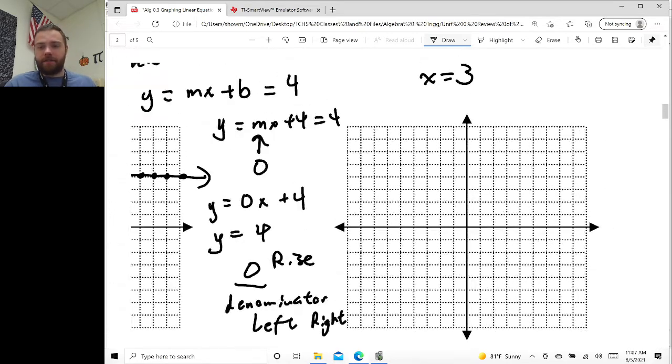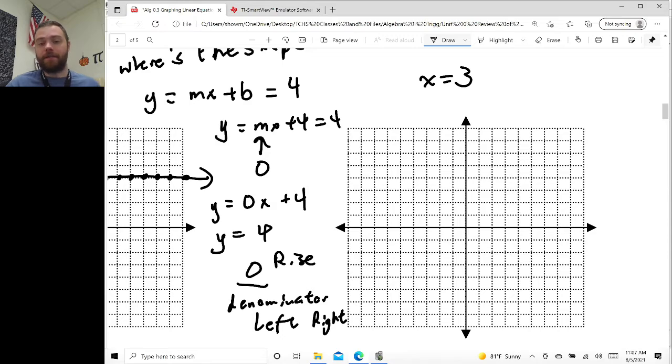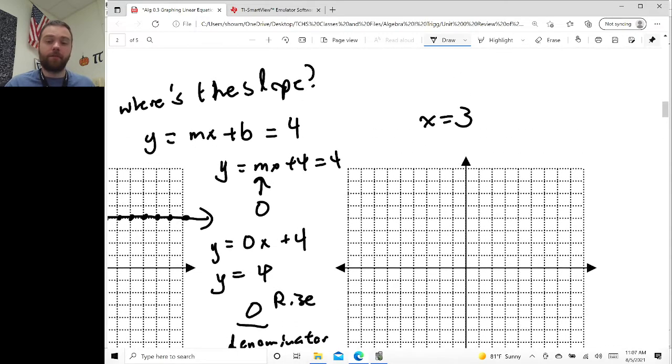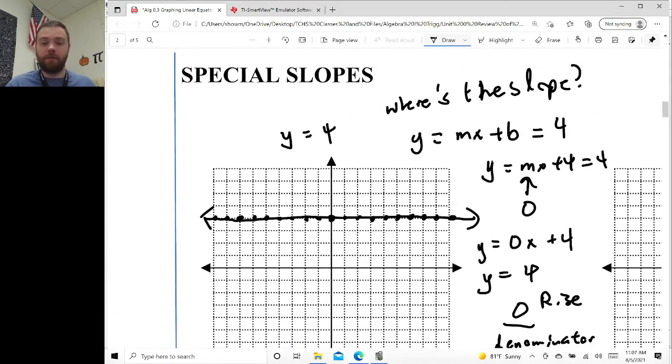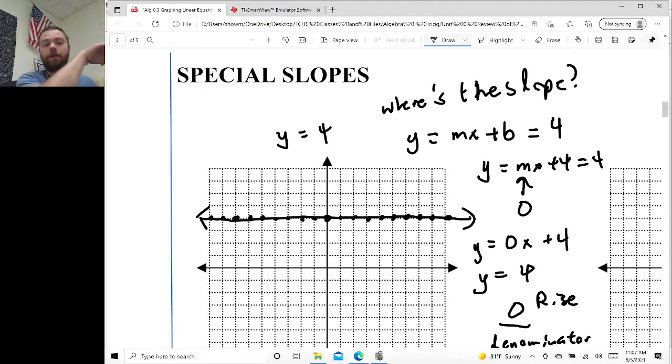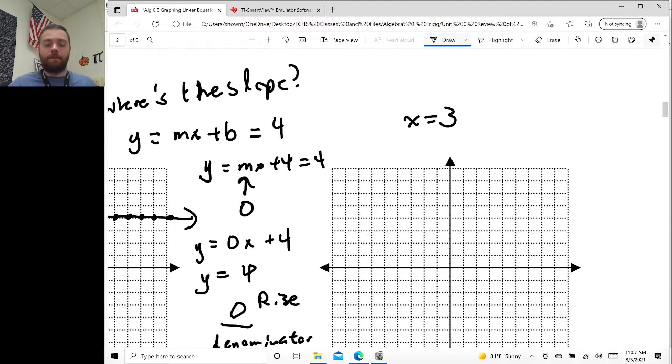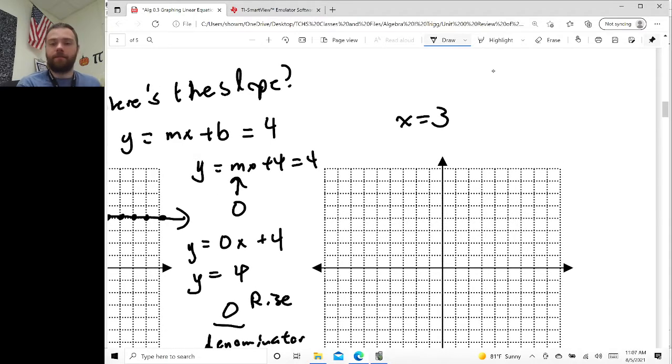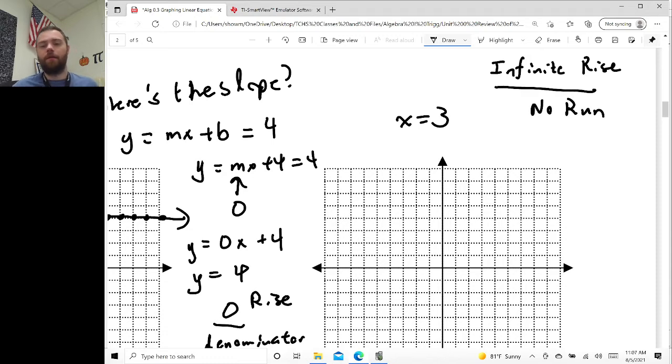So then we've got x equals 3. And all that means is it's very similar to y equals a number, but instead of a horizontal line, it's going to be a vertical line, okay? So I like to think of this as infinite rise and no run, okay? That's how I like to think of it.